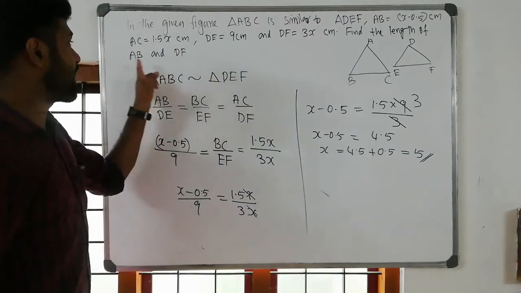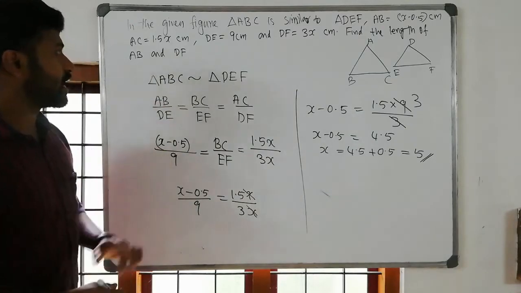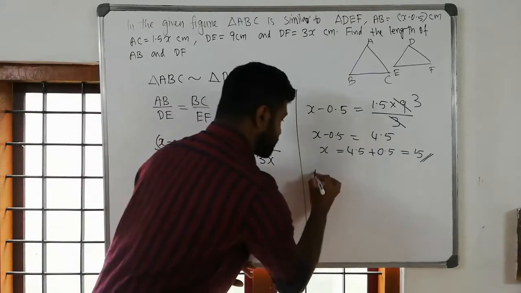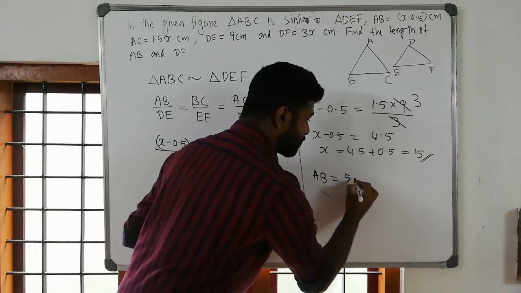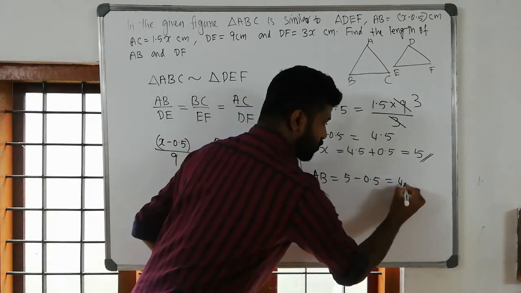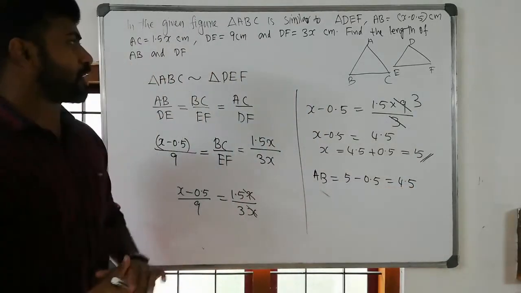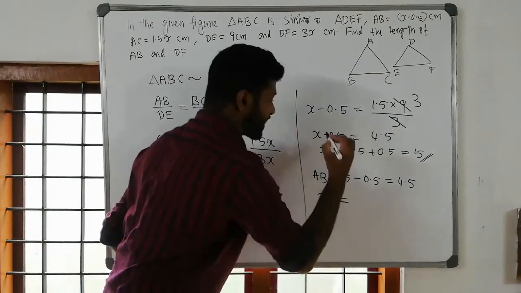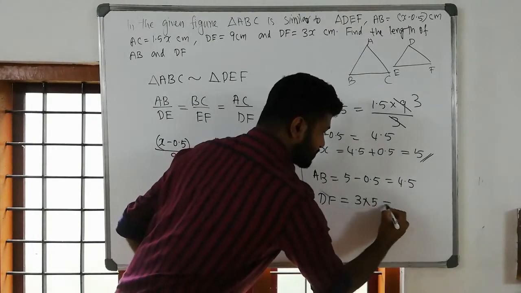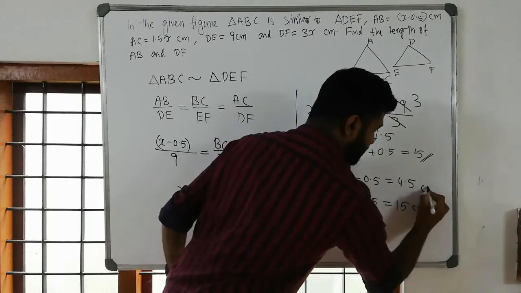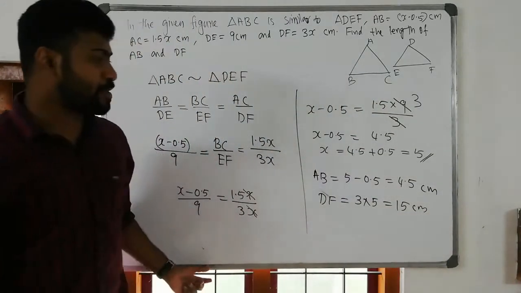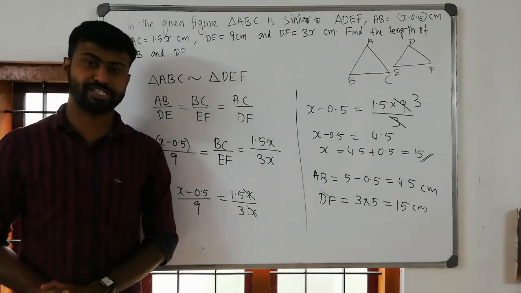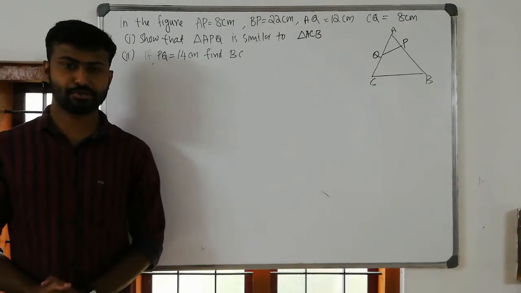Here we have to find the length of AB and DF, and it's given that AB is equal to x minus 0.5, so AB is equal to 5 minus 0.5, which is equal to 4.5. Next we have to find the length of DF. DF is equal to 3x, that is 3 into 5, which is equal to 15 centimeter. Therefore, the length of AB equal to 4.5 centimeter and the length of DF is equal to 15 centimeter. Next question.